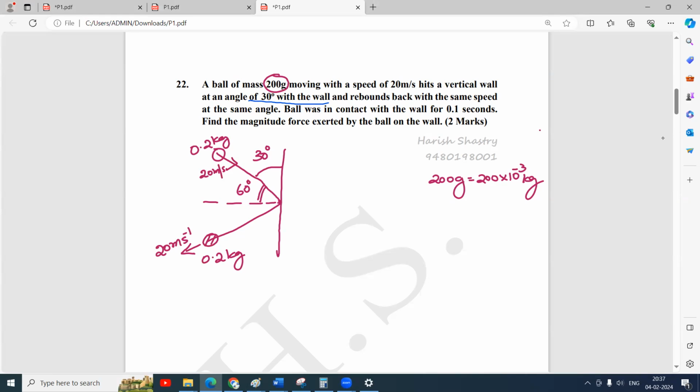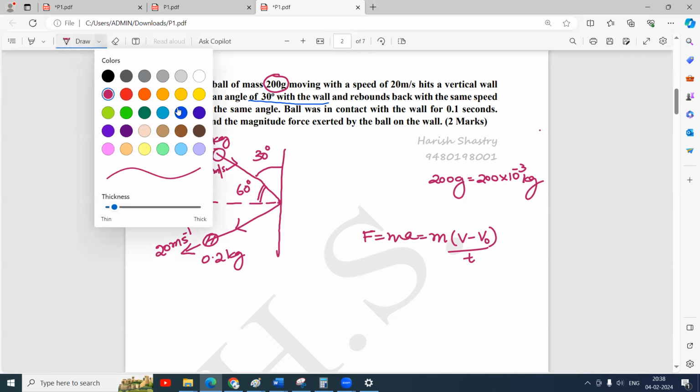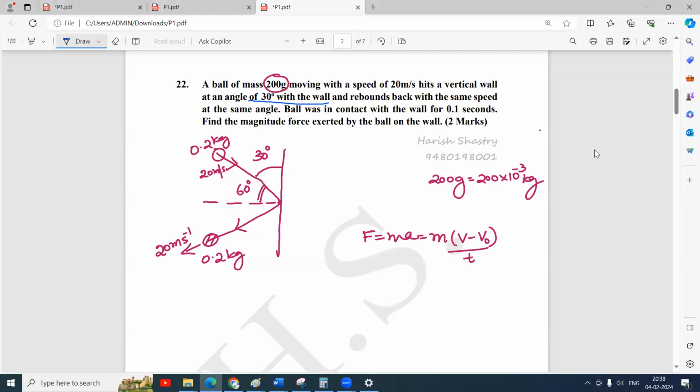Now, if you want to know what is the magnitude of the force, F equal to ma, that is the formula. And if you want to find out acceleration, you have to find out the change in velocity. Final velocity minus initial velocity divided by time. Now, the change in velocity here has occurred only because of direction, not because of magnitude. Magnitude of the velocity is remaining the same. Only the direction is changing. It was 20 meter per second after hitting. Even before hitting, it was 20 meter per second.